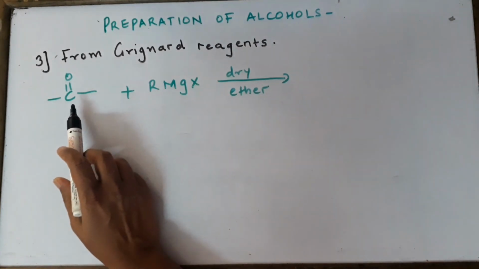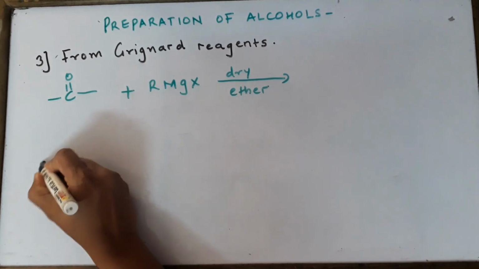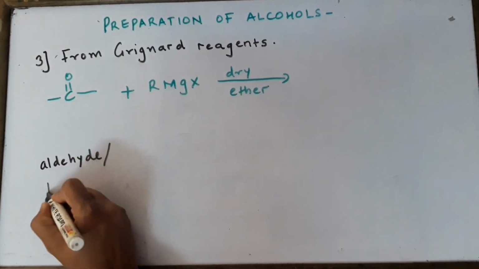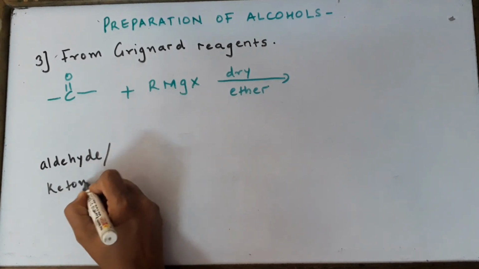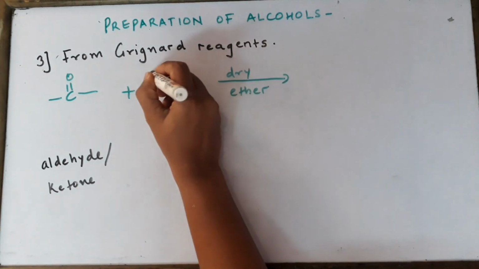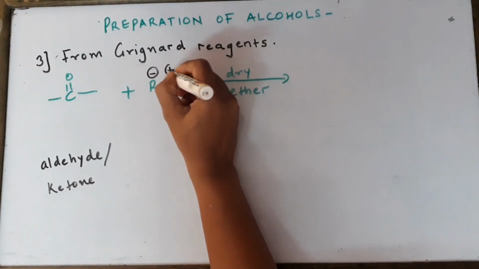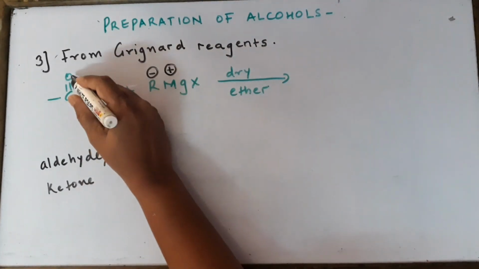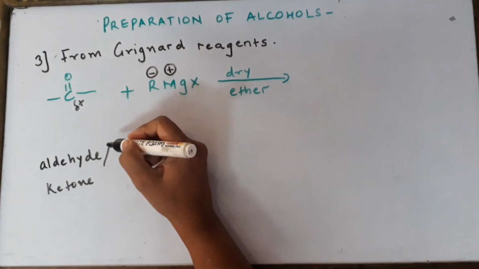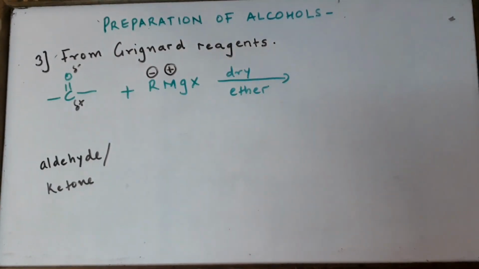So in the Grignard reagents technique, we are going to use a suitable carbonyl compound, which can be an aldehyde or a ketone, and react it with Grignard reagent. The formula of Grignard reagent, as we all know, is RMgX, where R is going to be negatively charged, or it will act as a nucleophilic center. And over here in the carbonyl group, we will see carbon is positive because it is attached to the electronegative oxygen atom, and this is going to be negative.